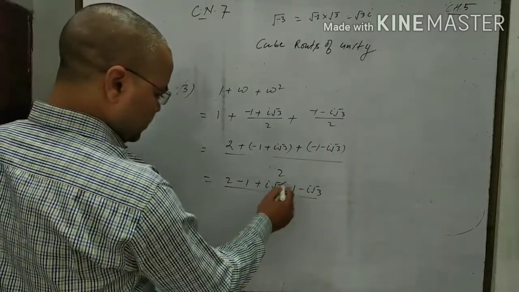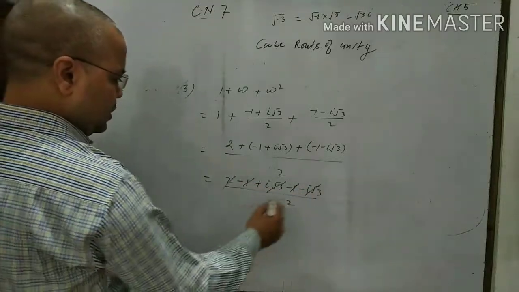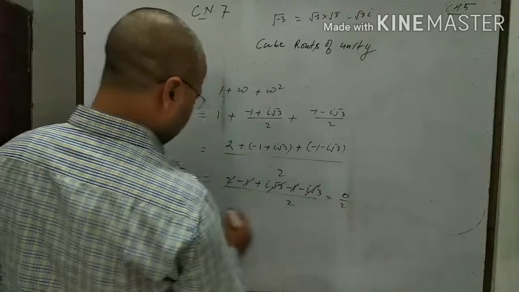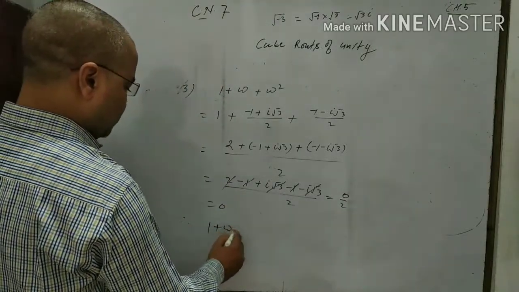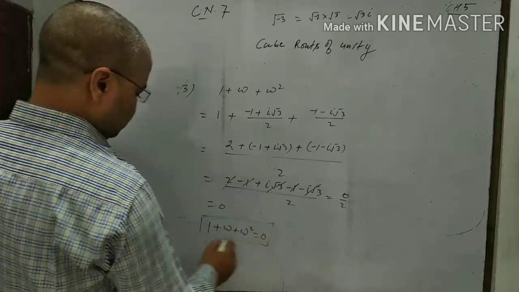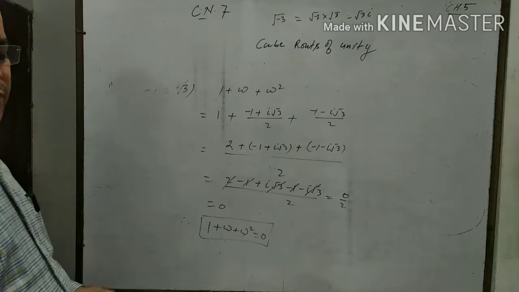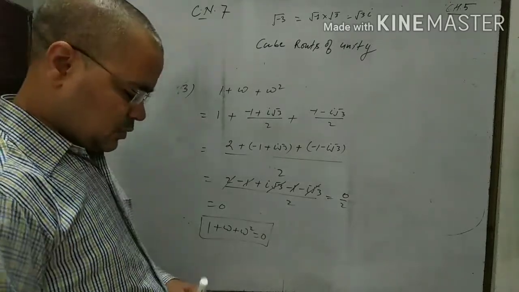Okay, same value, same value. Minus 1 minus 2, and here 2. It means it will be 0 by 2, and finally its value will be 0. It means 1 plus omega square is equal to 0. Similarly, we can prove here 1 plus omega square is equal to 0.